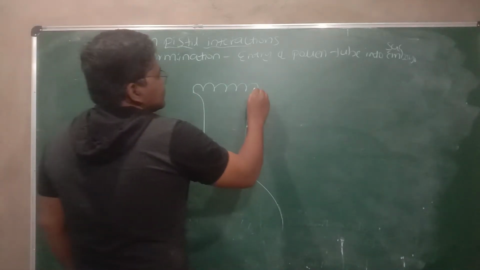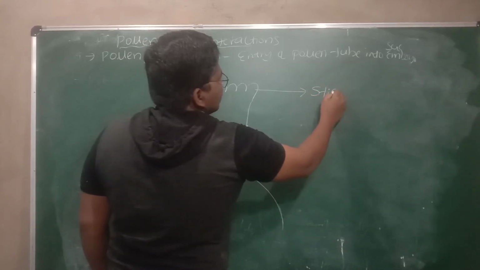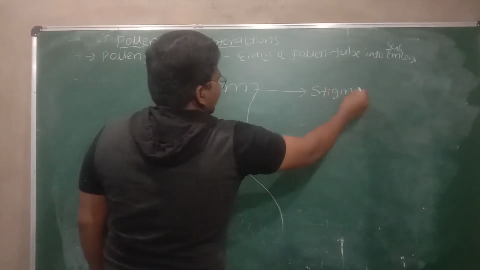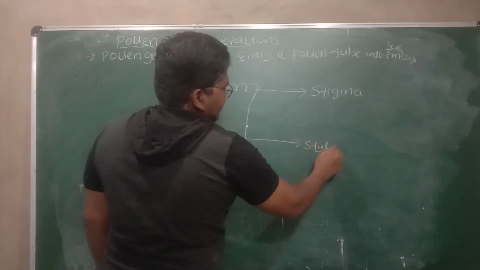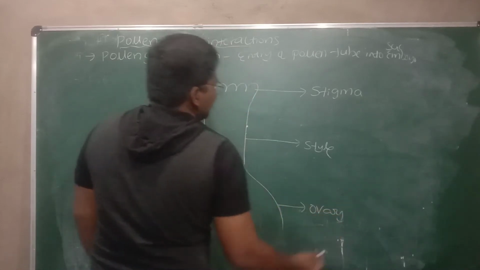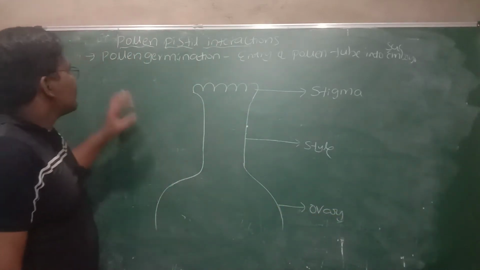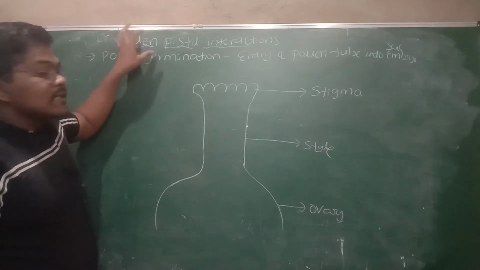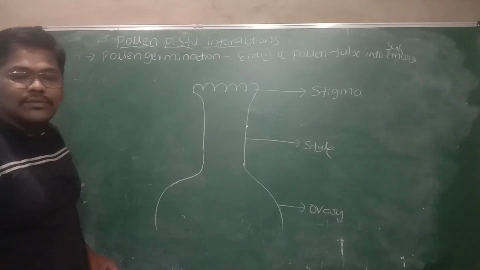Stigma. It is the style and it is the ovary. This complete structure is called the pistil or carpel. Now at the starting, what happened? Pollen pistil interaction means from pollen germination to entry of the pollen tube into the embryo sac.